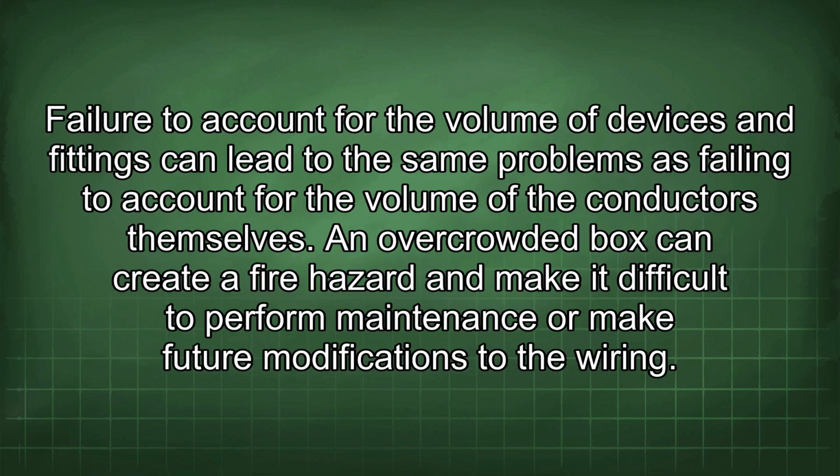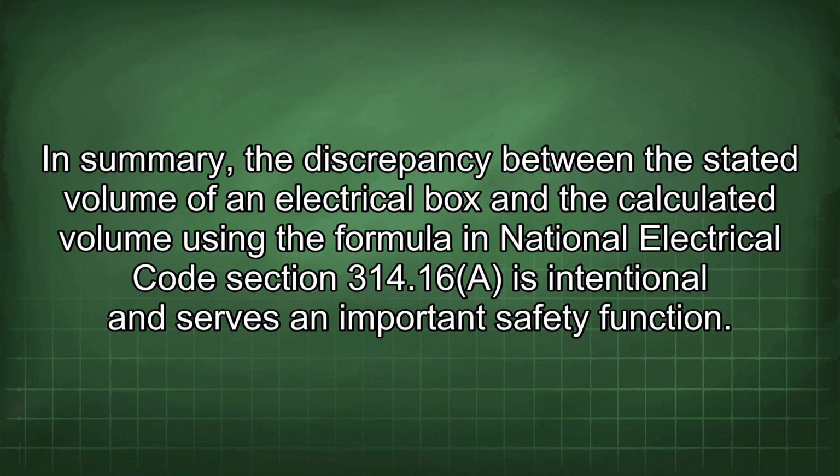Failure to account for the volume of devices and fittings can lead to the same problems as failing to account for the volume of the conductors themselves. An overcrowded box can create a fire hazard and make it difficult to perform maintenance or make future modifications to the wiring. In summary, the discrepancy between the stated volume of an electrical box and the calculated volume using the formula in National Electrical Code Section 314.16 is intentional and serves an important safety function.